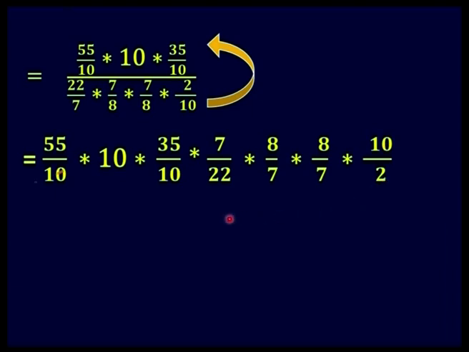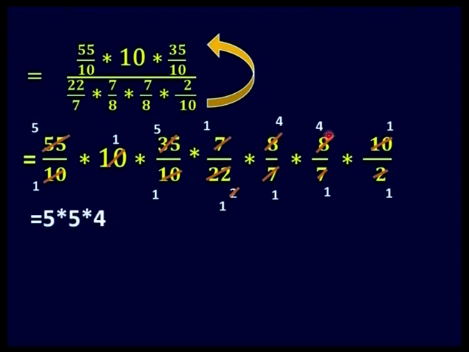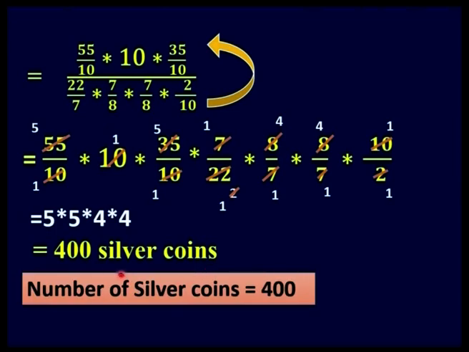And children, see the cancellations carefully. 10 10 get cancelled, 10 10 get cancelled, 11 5s, 11 2s, and 7 1s, 7 1s, again 7 1s, 7 5s. So, here 2 1s, 2 4s, here also 2 1s, 2 4s. Completely all denominator terms are cancelled. Write only the numerator terms: 5 into 5 into 4 into 4, and the answer is 400 silver coins. So, 400 silver coins are required to convert this into a cuboidal shape of the given dimensions.